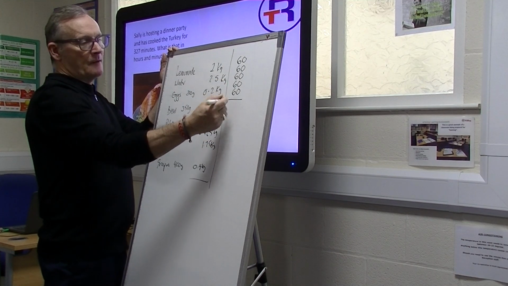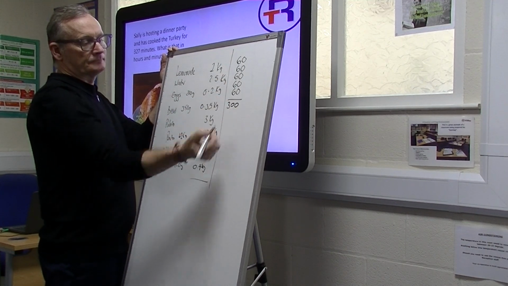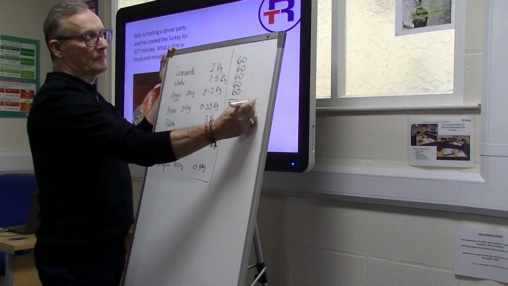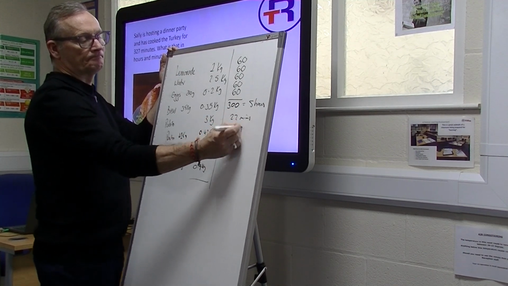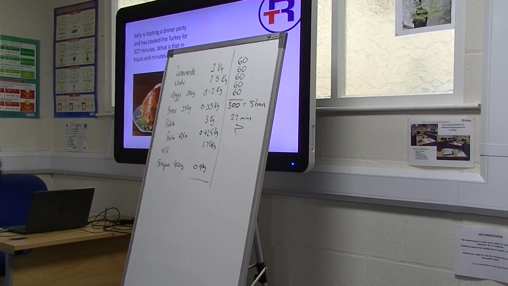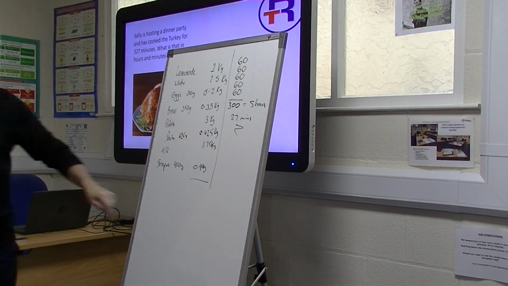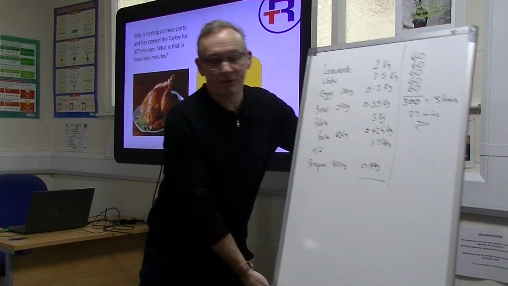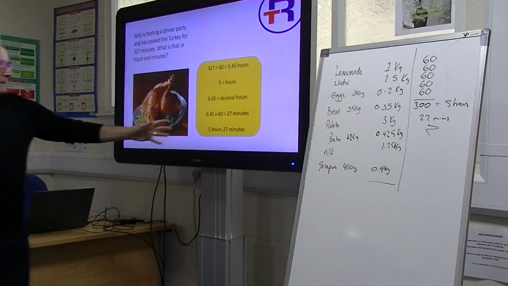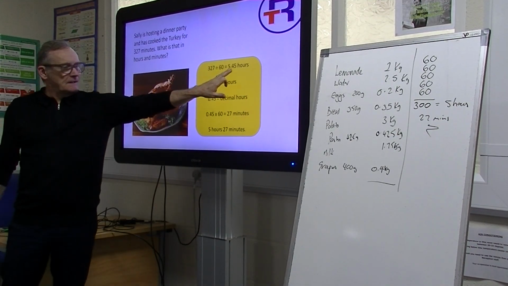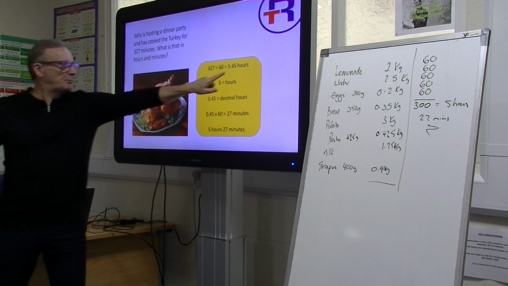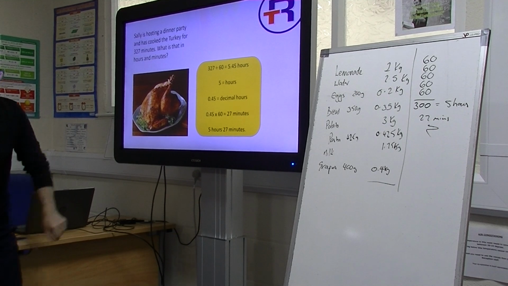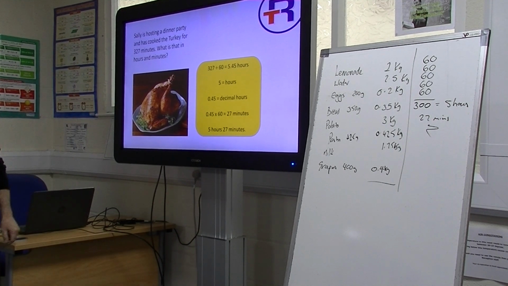There's your 5 hours, 300 minutes. What have you got left? 27 minutes. So, easy to do. Dividing that by 60 gives you 5.45, but remember on our digital clock, 0.45 is nearly at the bottom, which is your 27 minutes.